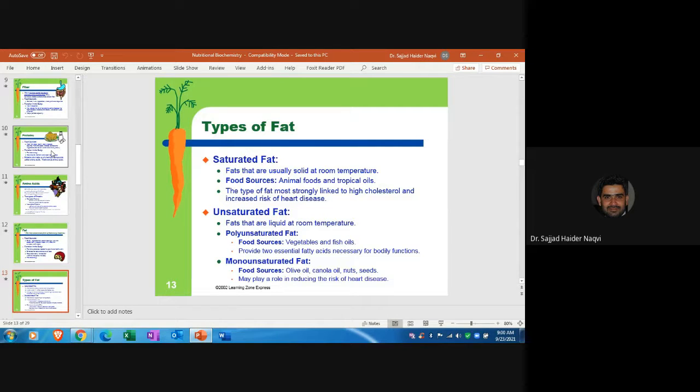Then we have monounsaturated fats, the name itself indicating that they have only one unsaturation. Food sources include olive oil, canola oil, nuts, seeds, and they also have a role in reducing the risk of the heart diseases.